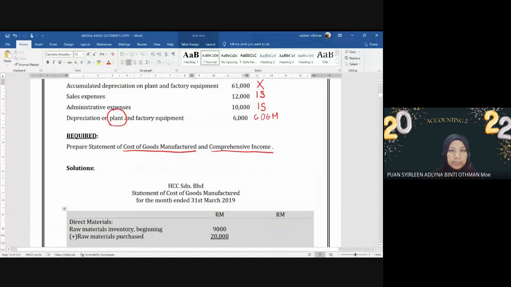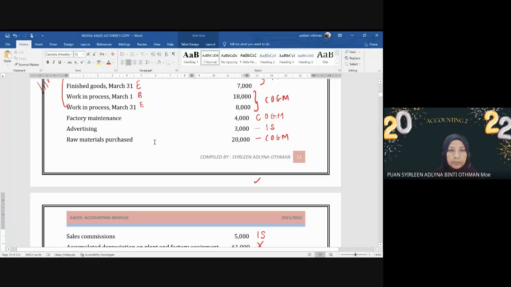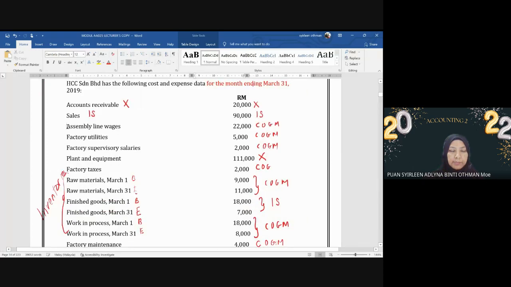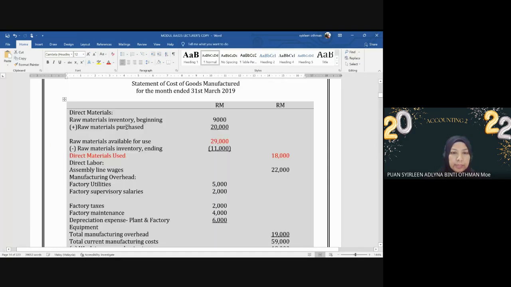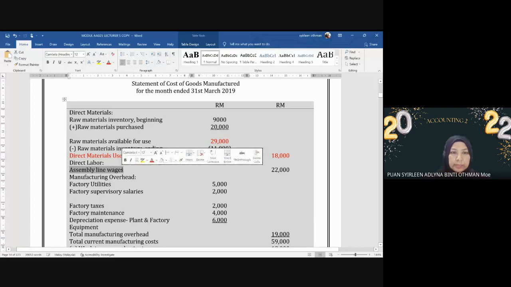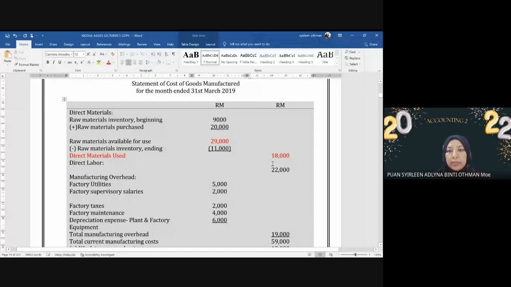Okay, awak tengok dalam soalan, direct labor, dia tak ada, dia ada nama dekat sini kan? It's assembly line wages. Okay, so I kena ada tajuk dia, which is direct labor, and I akan senaraikan apa dia punya direct labor. That is the assembly line wages. Kalau tak ada, that means yang ni tak ada lah. 22,000 tu terus di sini. Faham eh? So 22,000 tu akan ada dekat sini. Okay, kalau tak ada. Tapi sebab soalan ni ada, so I need to put the name for the labor. So that will be the assembly line wages, 22,000. Okay, so kita dah ada dua item. Kita dah ada direct materials, kita dah ada direct labor.